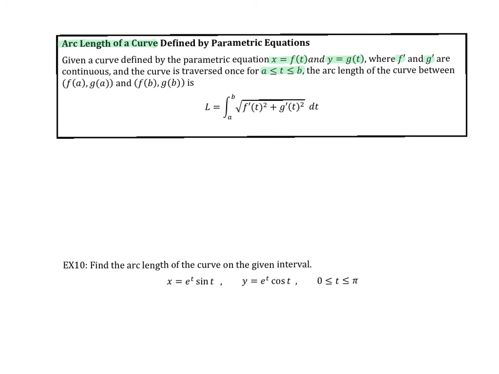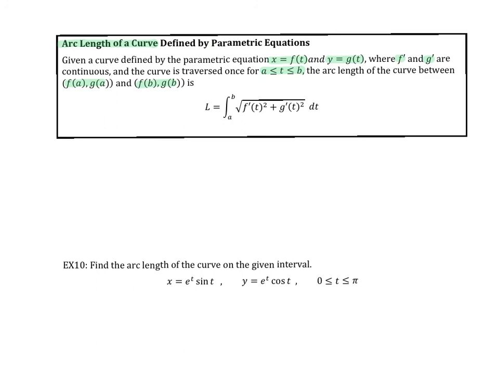Remember, these are y values. So this is our starting and our ending point. So the arc length, or the length of that curve between these 2 points, is given by this integral formula. That square root there is going to give us problems.